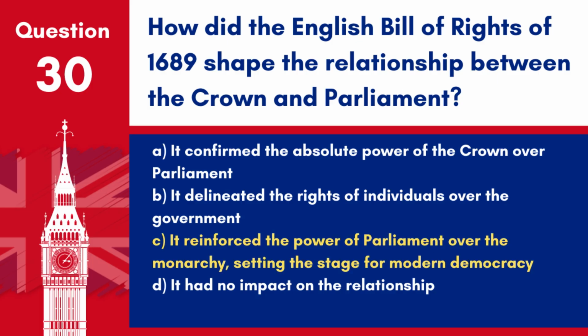Answer C. It reinforced the power of Parliament over the monarchy, setting the stage for modern democracy. The English Bill of Rights of 1689 was instrumental in limiting the powers of the monarchy and affirming the supremacy of Parliament, a fundamental shift that influenced the development of constitutional monarchy in Britain.